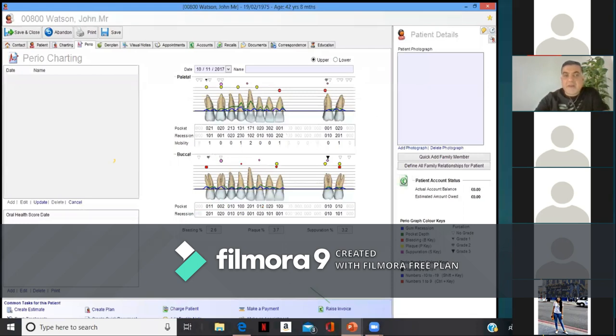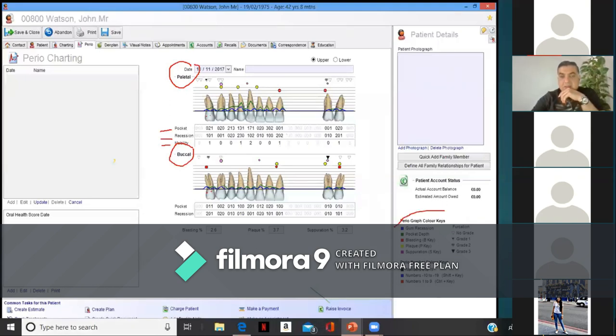This is what your screen in the practice will be, and as we said, it will be divided into palatal and buccal areas, okay? In each surface, because it is 6-point pocket charting, you are going to assess 3 points here and 3 points here as well. So it will be in 6 different areas, okay? For the palatal and for the buccal side, we will assess the pocket, the recession, and the mobility.